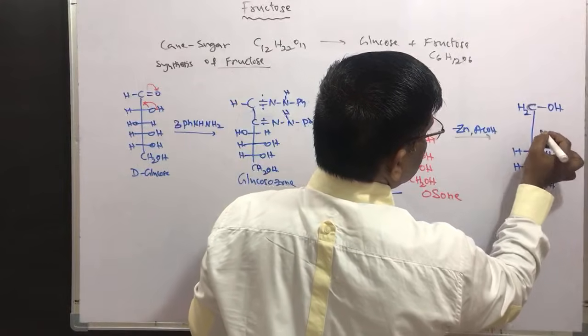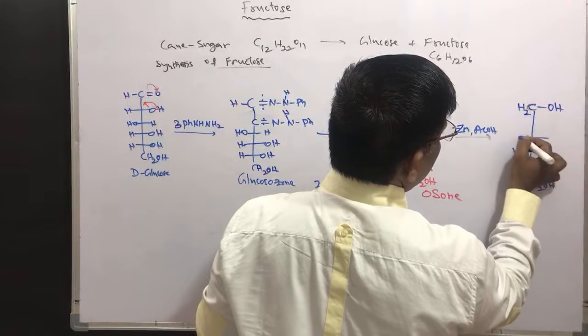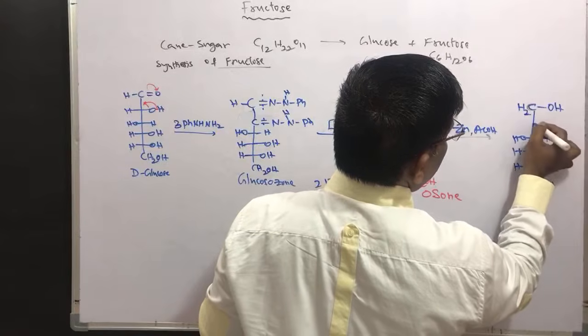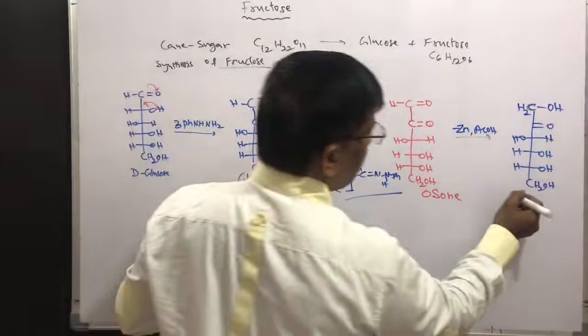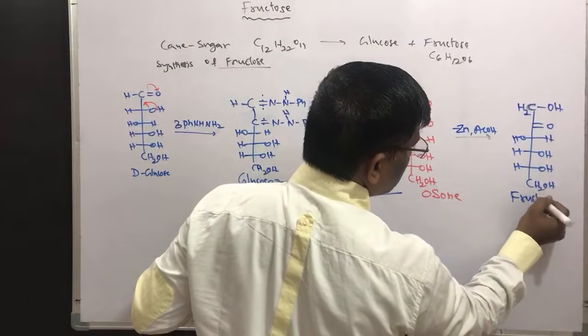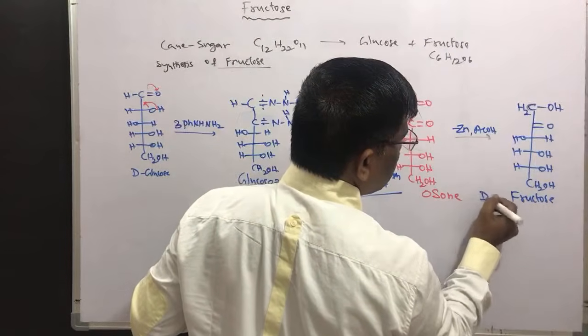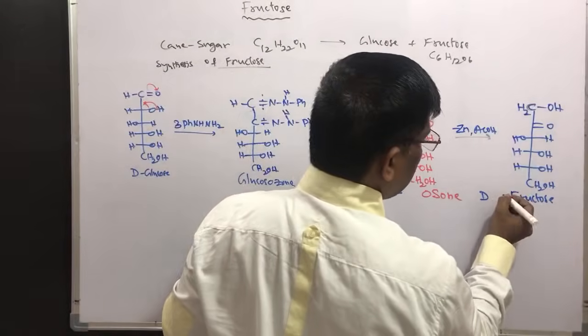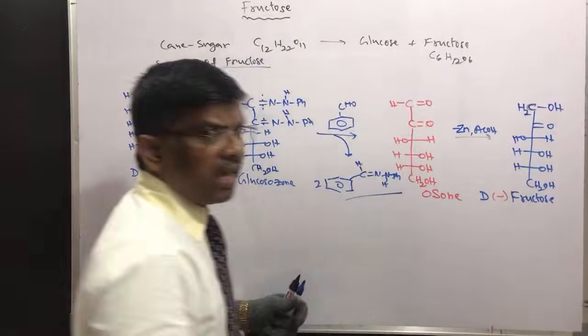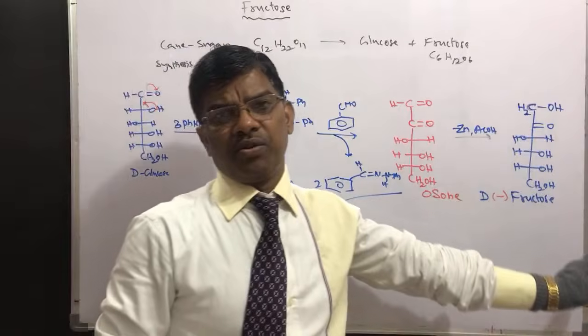Dear students, the structure of this compound is confirmed by this preparation. It is fructose. What is the name? D-fructose. However, its rotation is levo, so it is D-(-)-fructose.